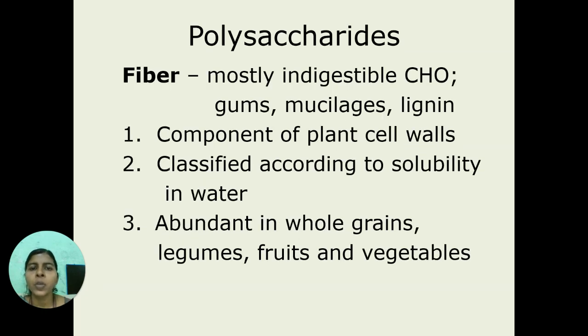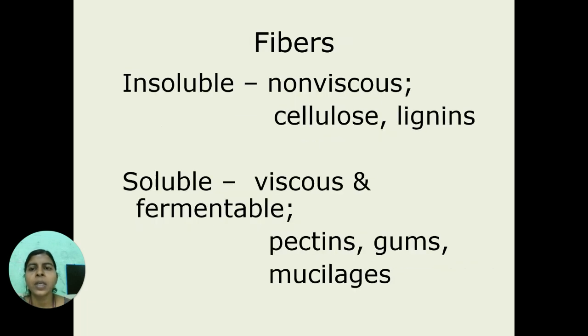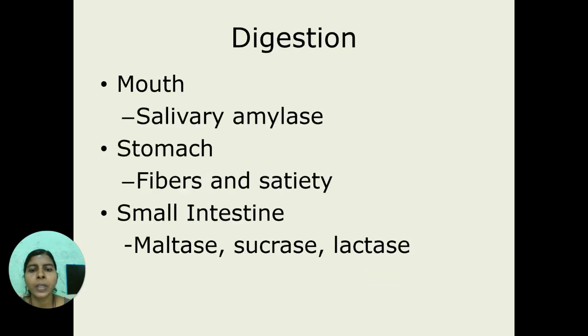Fiber is mostly indigestible carbohydrate. It is a component of plant cell walls. Fiber is classified according to solubility in water. It is also abundant in whole grains, fruits, and vegetables. Insoluble fiber is non-viscous in nature. Best examples are cellulose and lignins. Soluble fiber is viscous and fermentable in nature. Best examples are pectins.